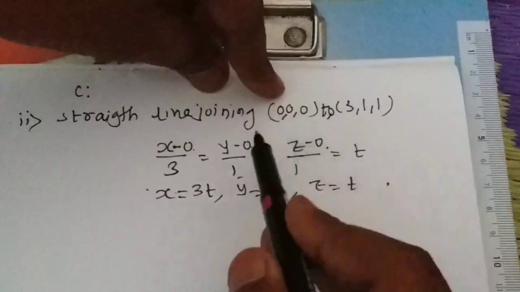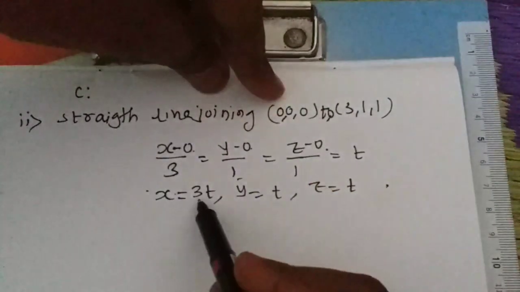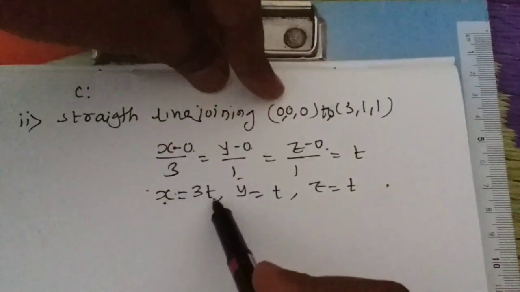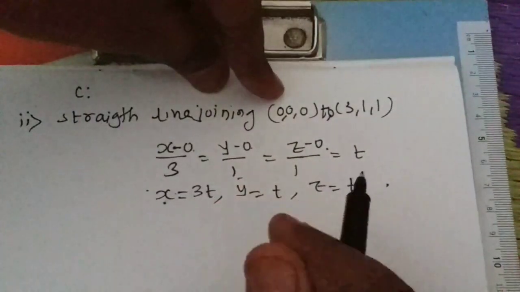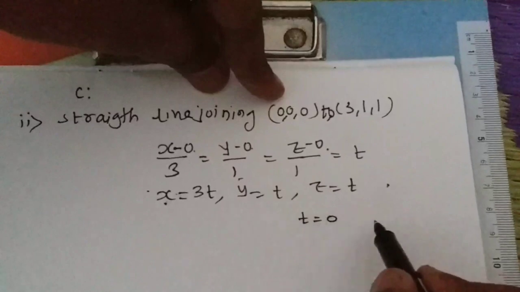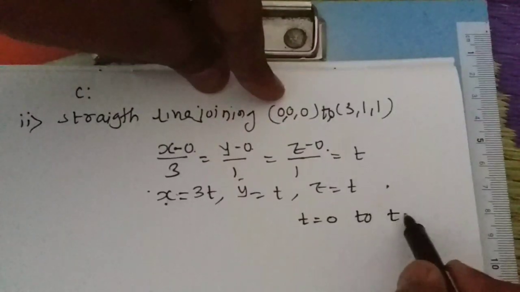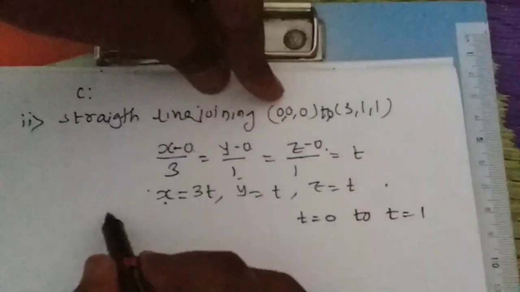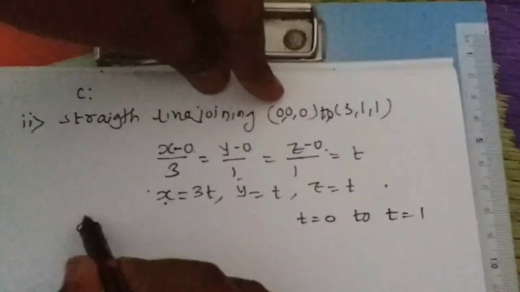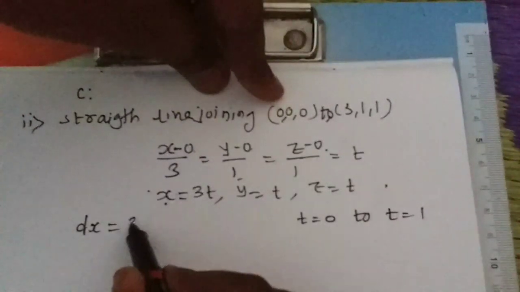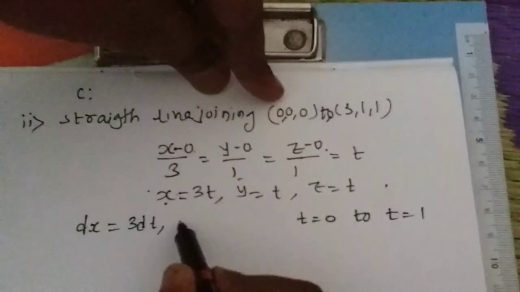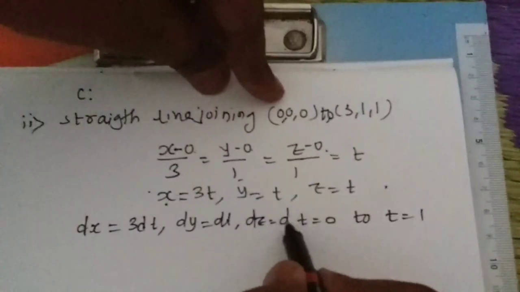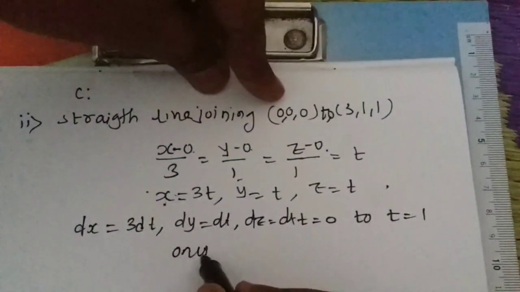Now for calculating the limits for this parameter, we take the help of the given points. When x is 0, we get t as 0. And when x is 3, we get t equal to 1. Using any equation, we get the limits of t as t equal to 0 to t equal to 1. Differentiating, we get dx equal to 3 dt, dy equal to dt, and dz equal to dt.